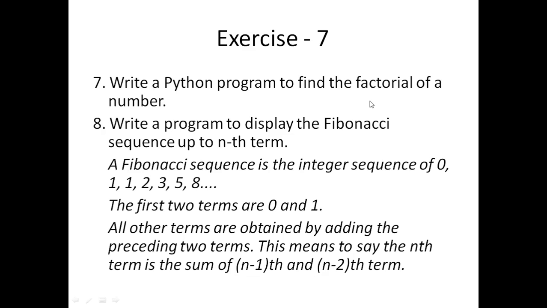Then another thing we have already seen the example, the factorial. To find the factorial of a number, you try this program. Then write a program to display the Fibonacci series sequence. We have already seen this program in the example. So this is the Fibonacci series. The first two terms are 0 and 1. All other terms are obtained by adding the preceding two terms. This means up to the nth term. We have already seen this program.